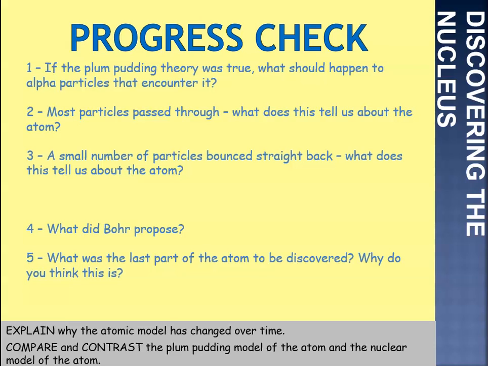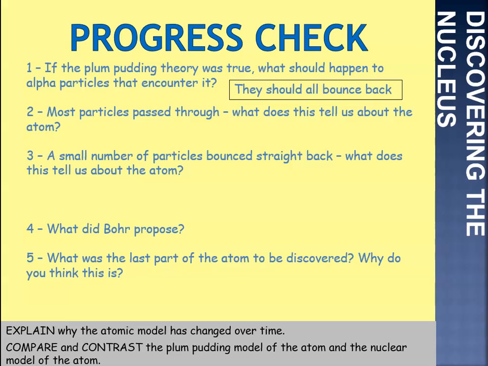Okay, question 1. If the plum pudding theory was true, what should happen to alpha particles that encounter it? They should all bounce back. They should all hit there and bounce straight back. It's got a huge mass, and that mass is positive. It's got electrons dotted around it that are negative, but it should all bounce back.